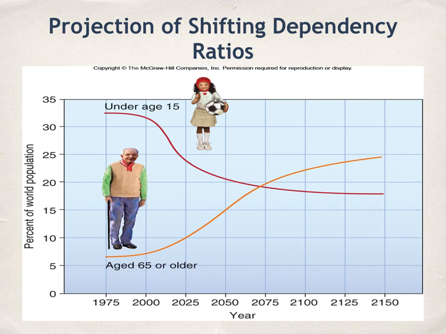By the mid-21st century, children under age 15 will make up a smaller percentage of world population, whereas people over age 65 will contribute an increasing share of the population.